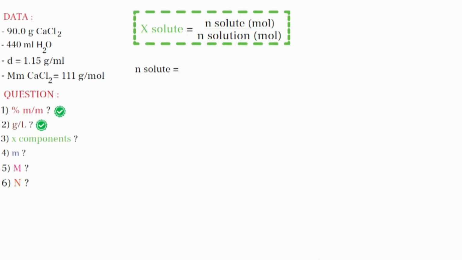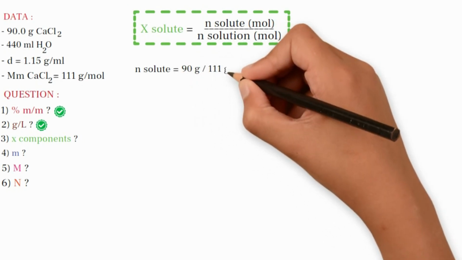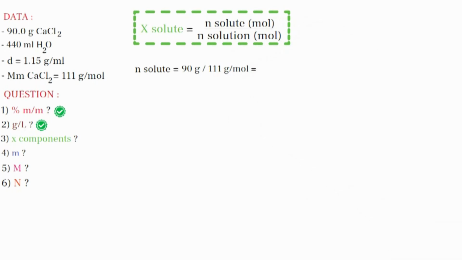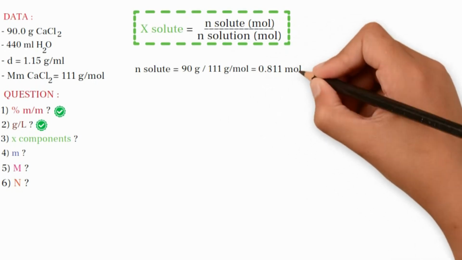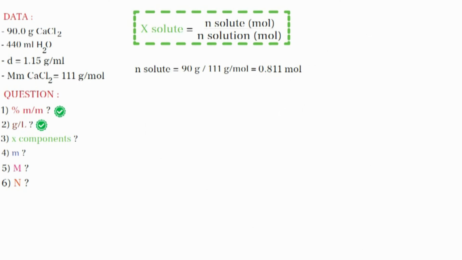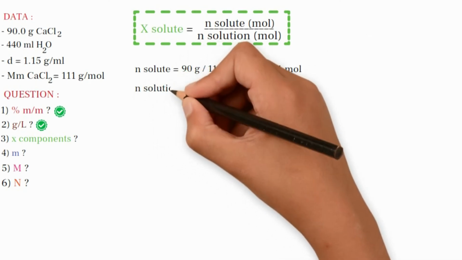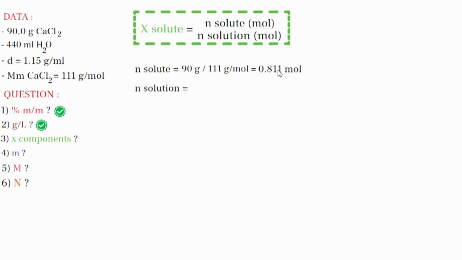Now, the mole of solute, we can easily calculate them by doing the mass of solute divided by the molar mass of solute. So it will be 90 divided by 111, and the answer is 0.811 mole. Now the mole of solution, it will be given by the mole of solute plus the mole of solvent.